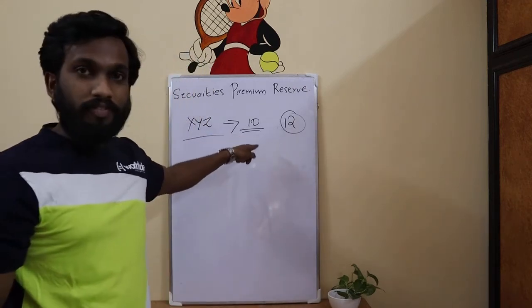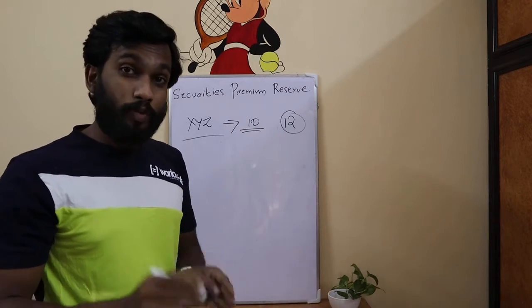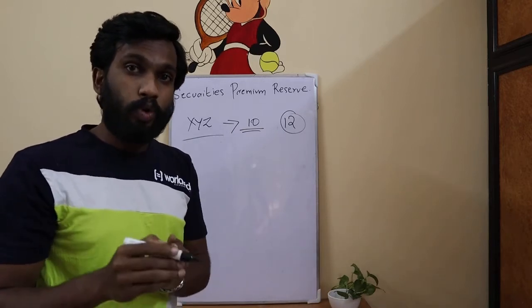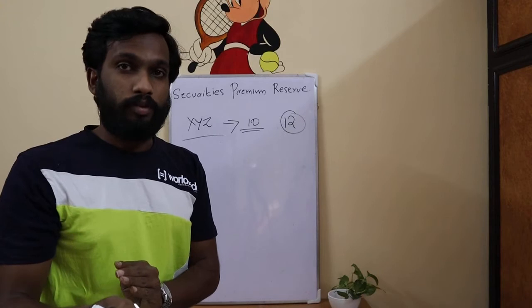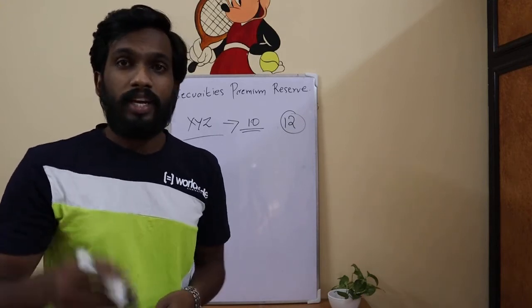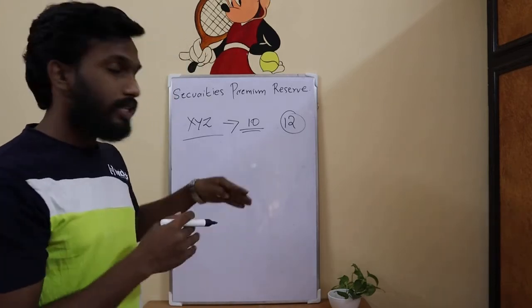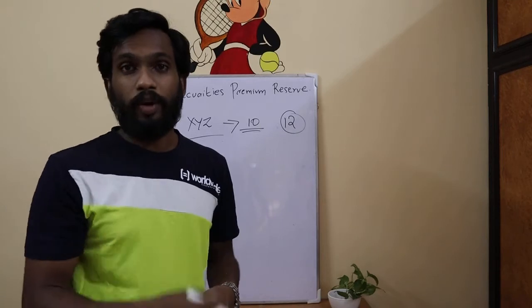So you can see that the face value is 10. Now the company is issuing the shares at the rate of rupees 12, which means 2 rupees is above the face value, or 2 rupees is above the nominal value. This 2 rupees is what you call securities premium. Now let's see how the company treats this securities premium.